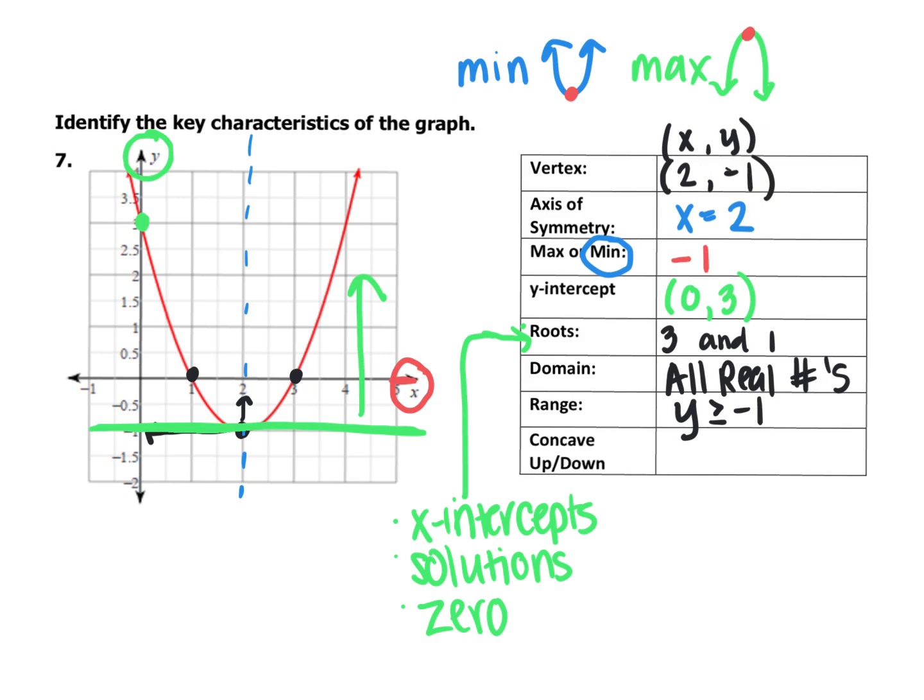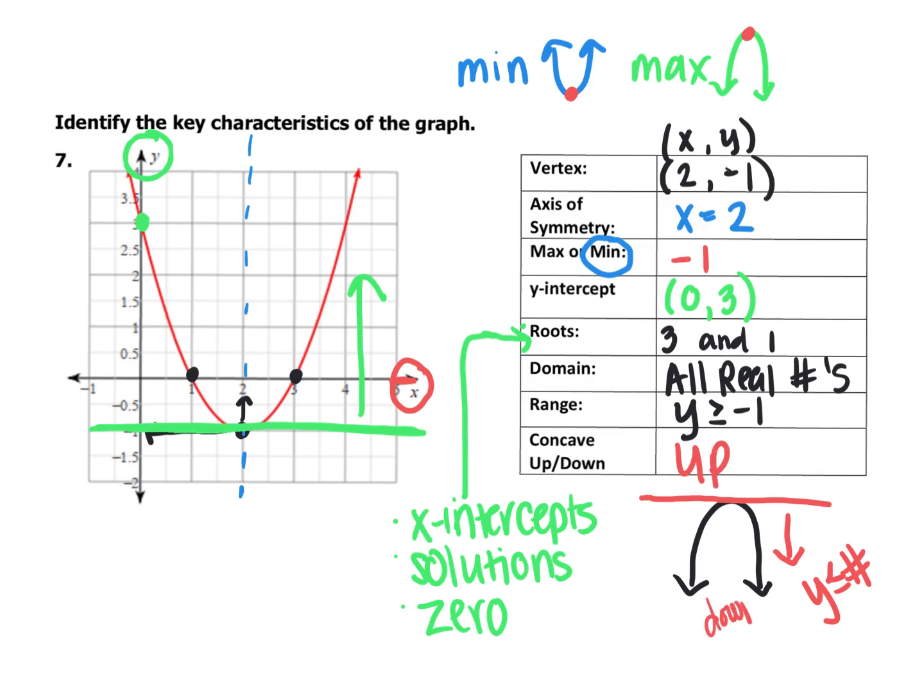Now, if we have a quadratic that opens the other way, so if it goes concave down, we would draw a line across and everything is below that y value. So that one would have a range of y is less than or equal to whatever my y value is. And we've already talked about this a couple times, but this graph is concave up, whereas this graph down here is concave down.